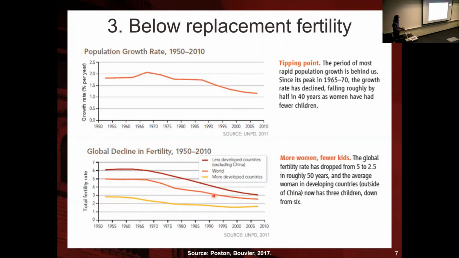In this case, you should not be biased by China because of the really high population of China. This dark red line here is the less developed countries excluding China. So the global fertility rate has dropped from 5 to 2.5 children per woman in roughly these 50 years. And the average woman in less developed countries now has around 3 children, down from 6. So from 6 declining to 3, right? That's a huge decline in fertility, and that influences the decline in population growth rate. Cool.